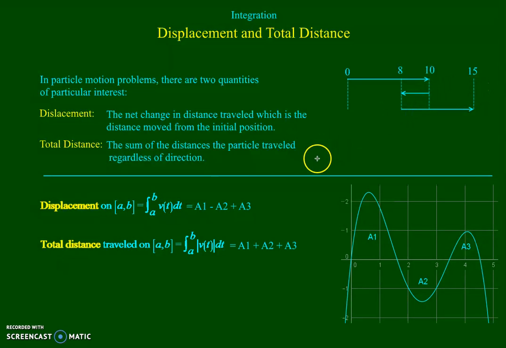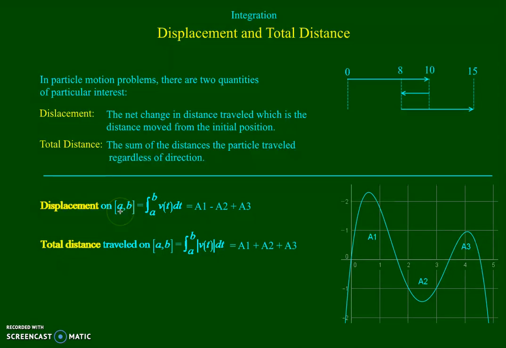The second quantity that we're concerned with is total distance. And just as it says, it's the sum of the distances the particle travels regardless of the direction. So in this case, if the particle moved 10 units to the right and then moved back to 8, that means it's moving 2 more units, so that's 12. And then it's moving another 7, so the total distance the particle traveled from its starting point through its entire path is 19 units.